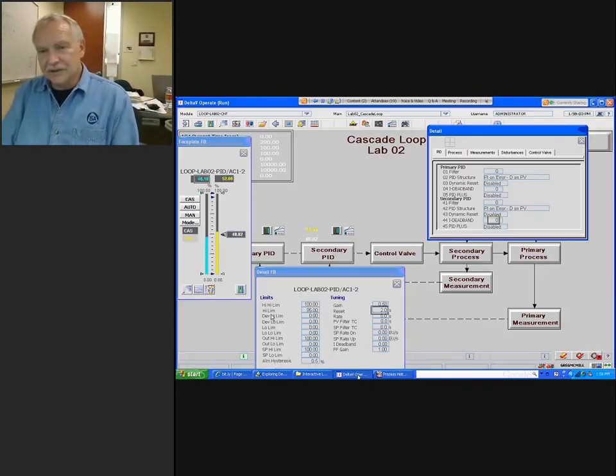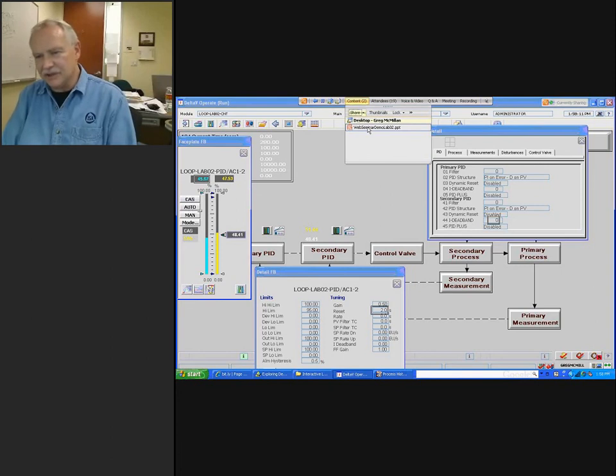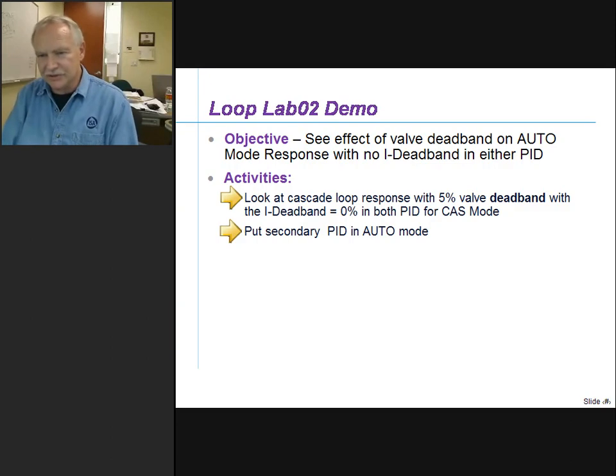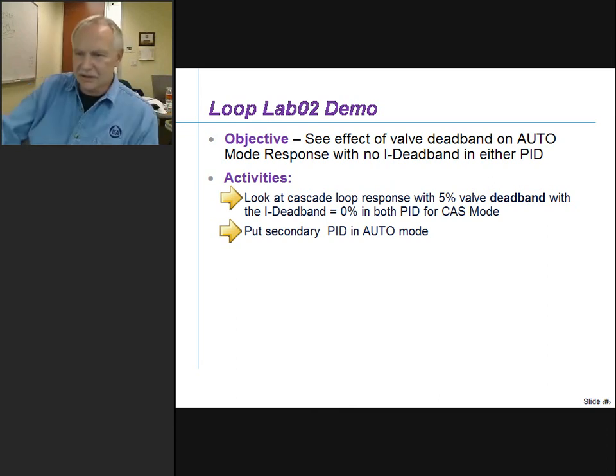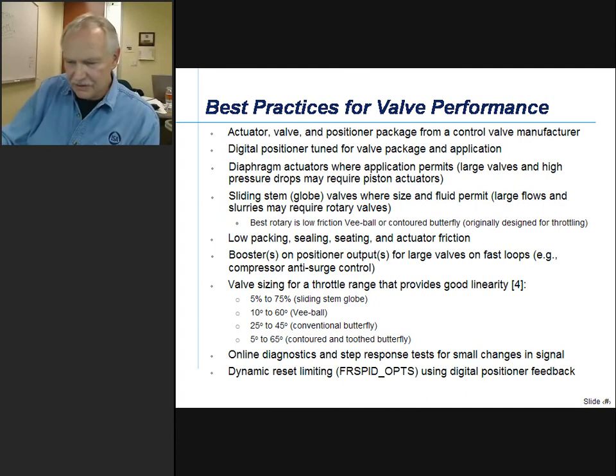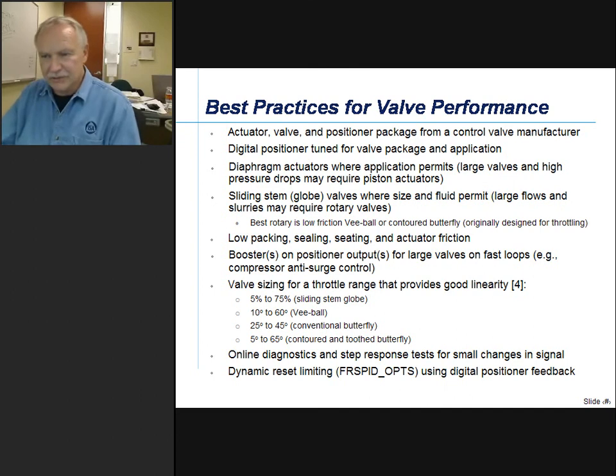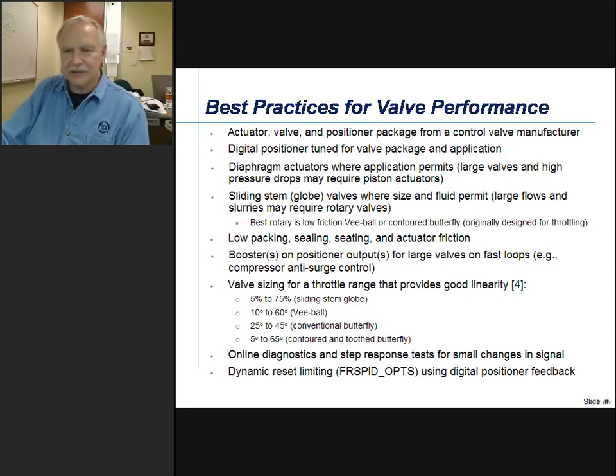So the best solution is really not to create significant backlash and stick slip. We saw how we can use integral deadband in the PID to help deal with the situation, but the best solution is to get a good throttling valve. In particular, we want an actuator, valve and positioner package from a control valve manufacturer. We want a digital positioner tuned for that valve package and that application. There's a lot of tuning options and tuning capability in digital positioners.